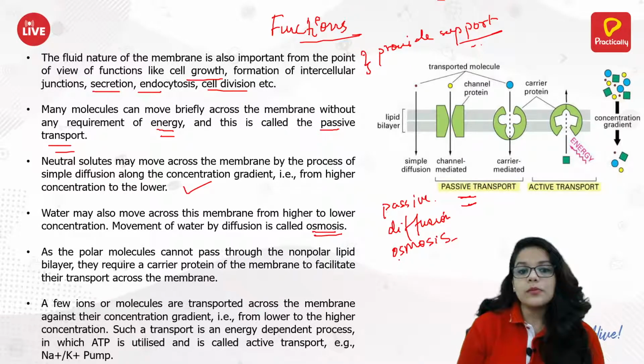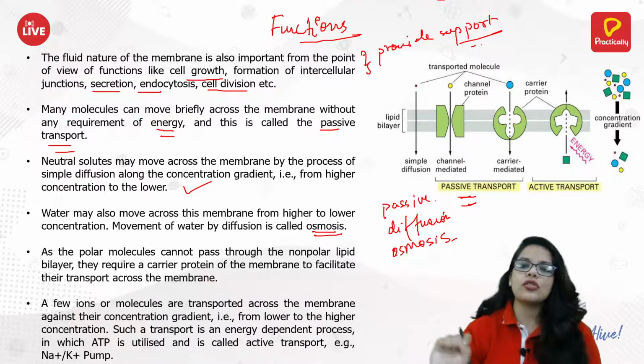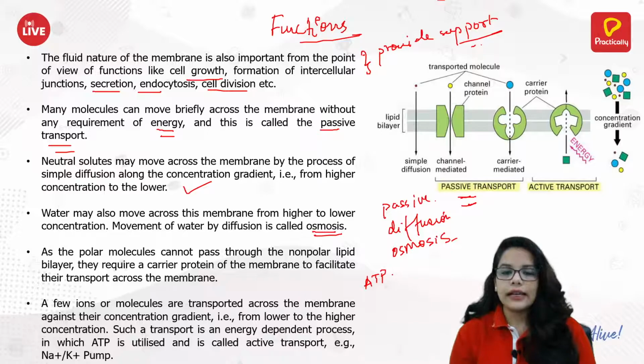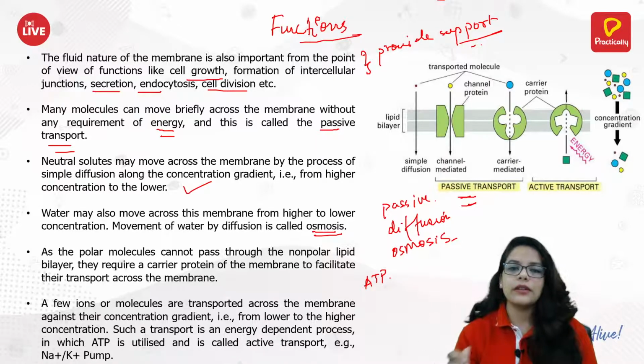Sometimes the molecules cannot pass, and they need an extra energy push. When there is an extra energy push, energy in the form of ATP, that is adenosine triphosphate, that kind of transport of materials, when there is an energy push, is known as active transport.